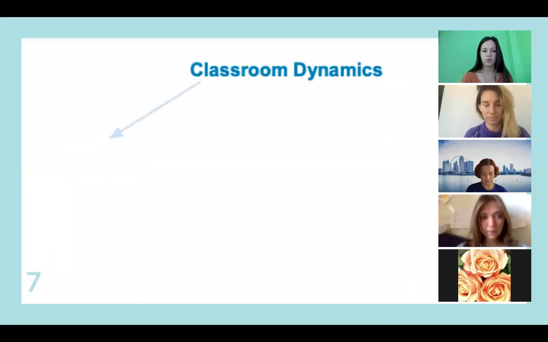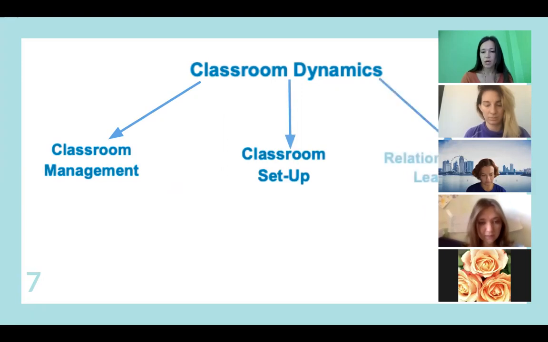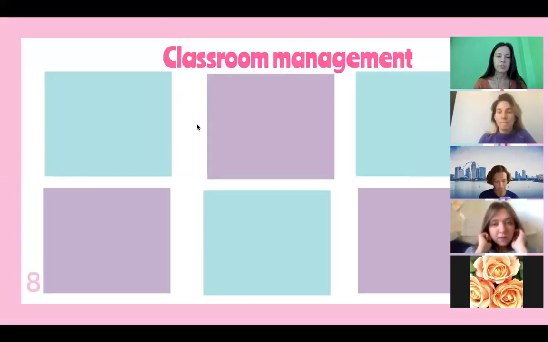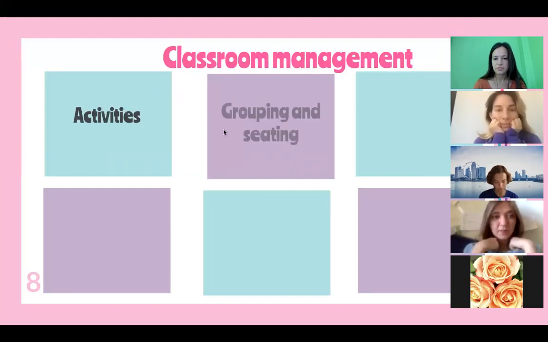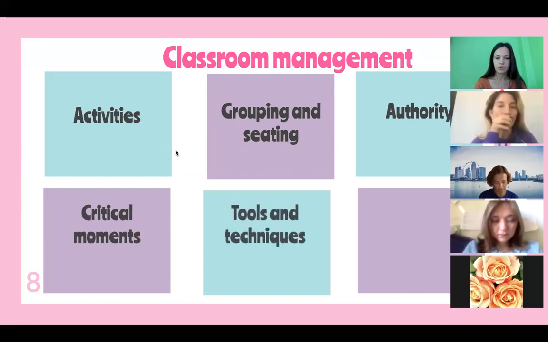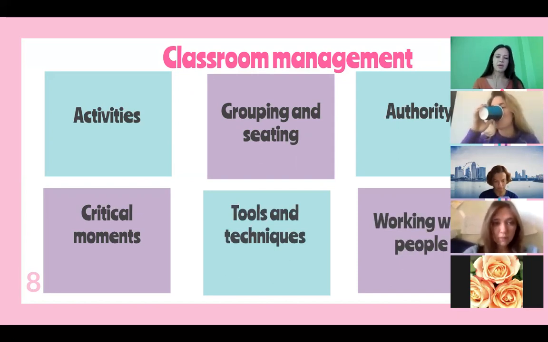This leads us to the next point, which aspects classroom dynamics include. So, first of all, it's classroom management, classroom setup, and relationships for learning. Let's have a look at the aspects which classroom management comprises. These activities: grouping and seating, authority, critical moments, tools and techniques, and of course, working with people. As we work with people, the key characteristic of classroom dynamics is students' interaction. And we as teachers have to create conditions for such interaction.